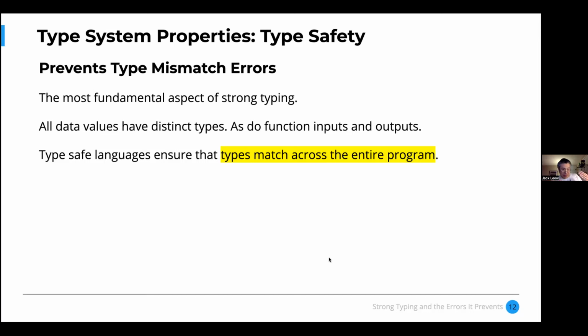So I think in some people's minds, type safety is strong typing, but I'm here to show that strong typing goes beyond type safety. But type safety, I define basically as all data values have distinct types, and function inputs and outputs also have types, right? So function parameters and return types, they all have types. So a type safe language ensures that types match across the entire program.